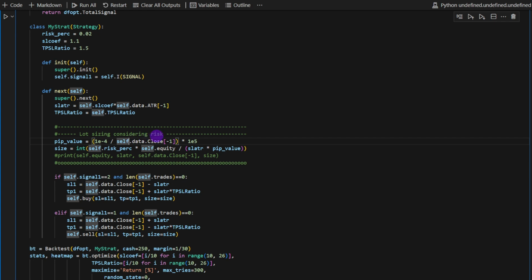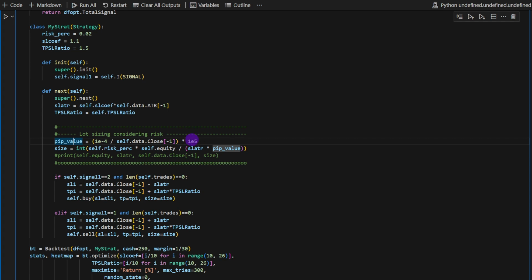So the lot sizing considering the risks you want to take. We're going to use the formula that we explained at the beginning of this video. The pip value is equal to 10 to the minus 4 divided by the current closing price, the current price of the asset, times 10 to the 5, so 100,000 lots, because this is the standard in Forex.